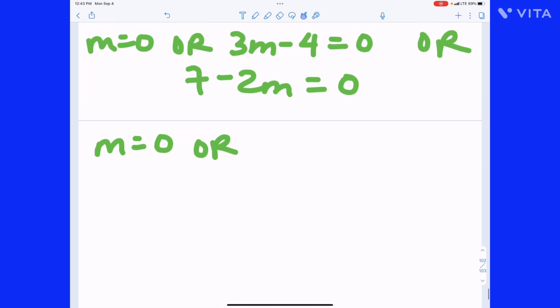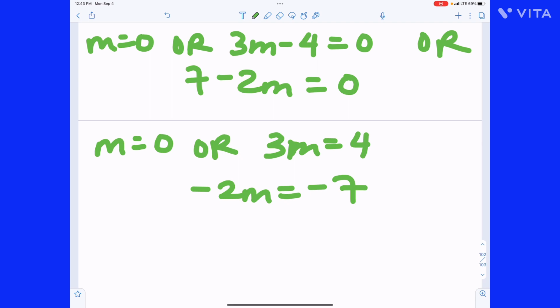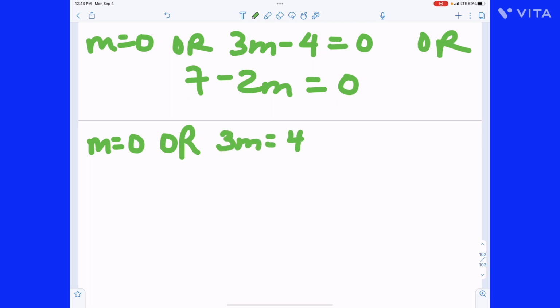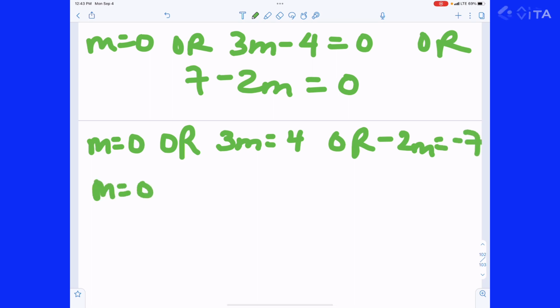What would that give you? 3m is equal to 4. If you take minus 4 to the right, it becomes 0 plus 4. Or minus 2m is minus 7. Let's try and keep them all on the same line: m is 0, or 3m is 4, or minus 2m is minus 7. So m is 0, or m is 4 over 3.